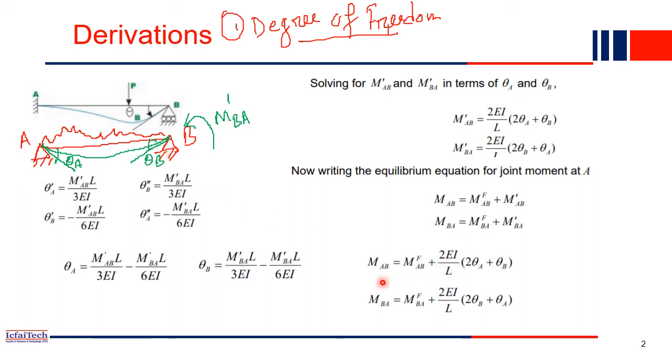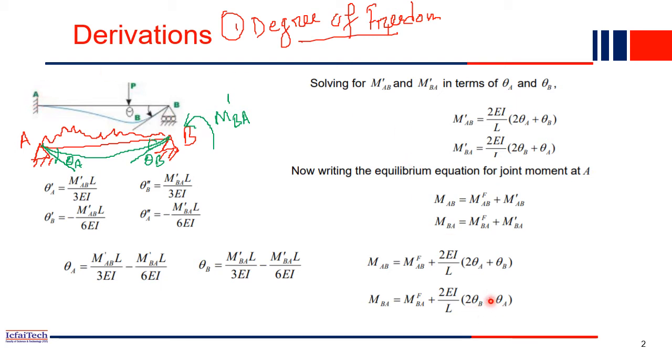So MAB will be the fixed end moment of AB plus 2EI by L into 2 theta A plus theta B, whereas MBA will be the fixed end moment of BA plus 2EI by L into 2 theta B plus theta A, right? 2 times the near end. So when you are computing MBA, BA's near end is B, whereas the far end is A, right?